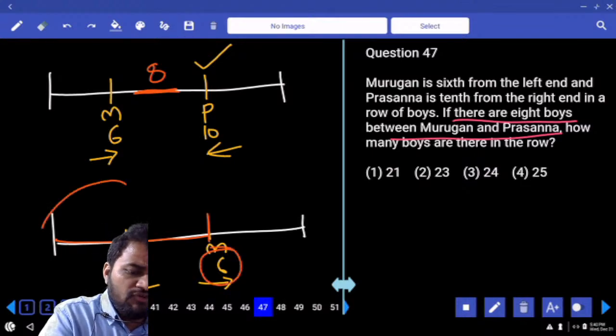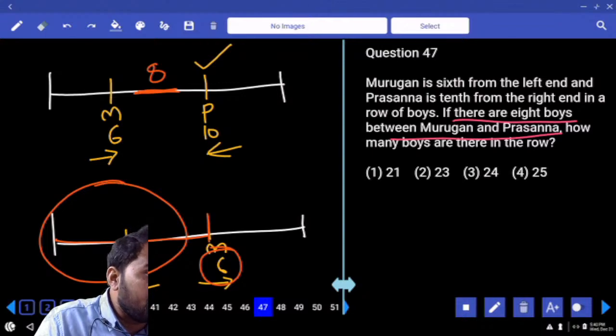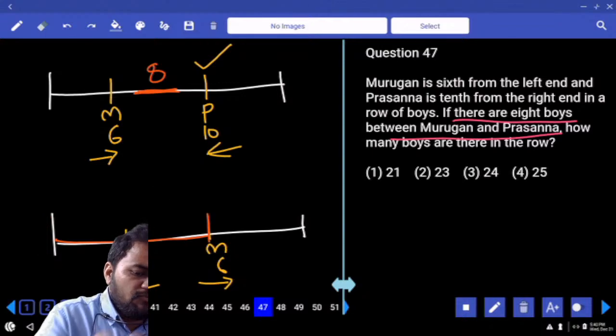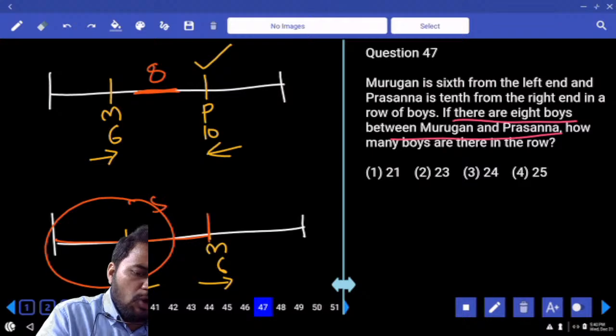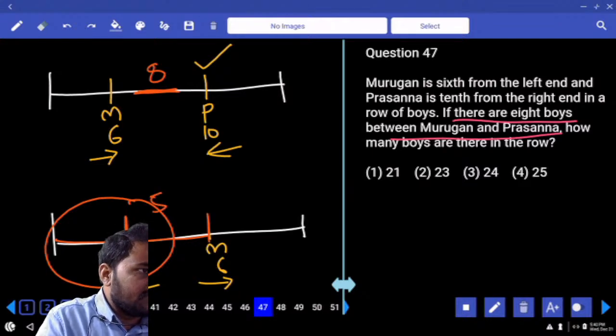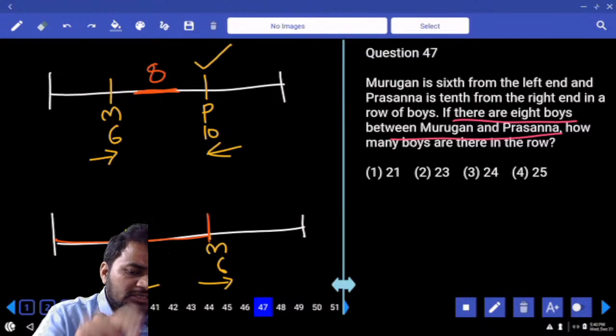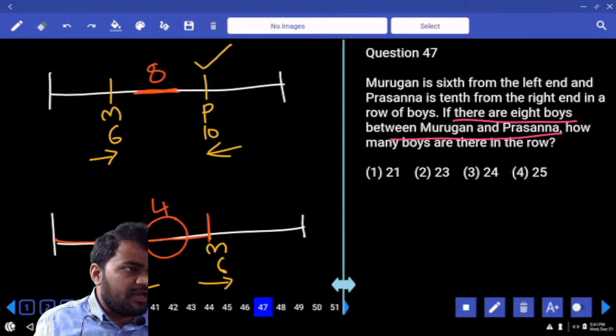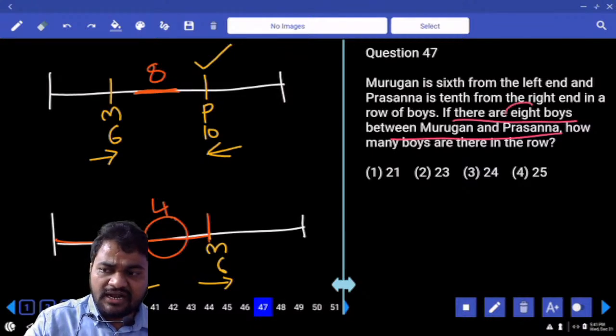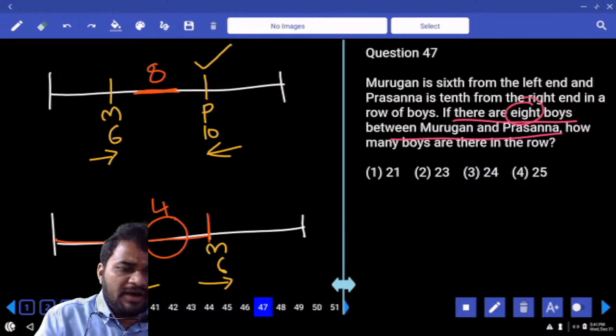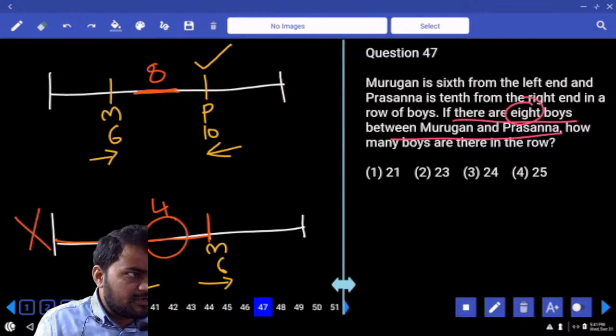That means before M, how many persons will be there? Before M, we will have 5 persons. Out of 5 persons, P is 1 person. Other than P, remaining are 4 persons. That means maximum I can place only 4 members between P and M. But they are saying that 8 members between P and M. By this reason, this will be eliminated.